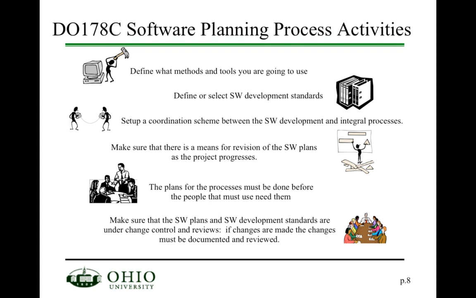Okay, so basically that's what I said in the previous slide. You need to define the methods and tools that you're going to use, and the development standards that you're going to use. You need to come up with some coordination. In other words, you're going to develop a piece of software, write requirements, write code, produce executable code, and then at the same time have the integral processes. You're going to verify it by reviews, analyses, and tests, and of course perform configuration management as well as quality assurance.